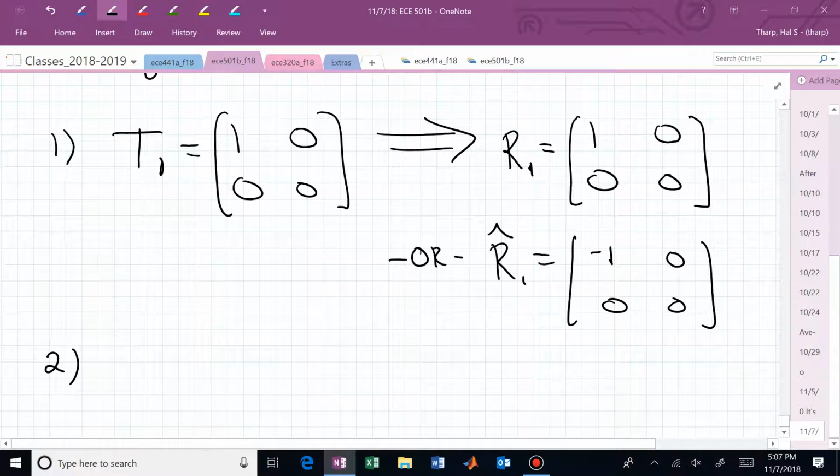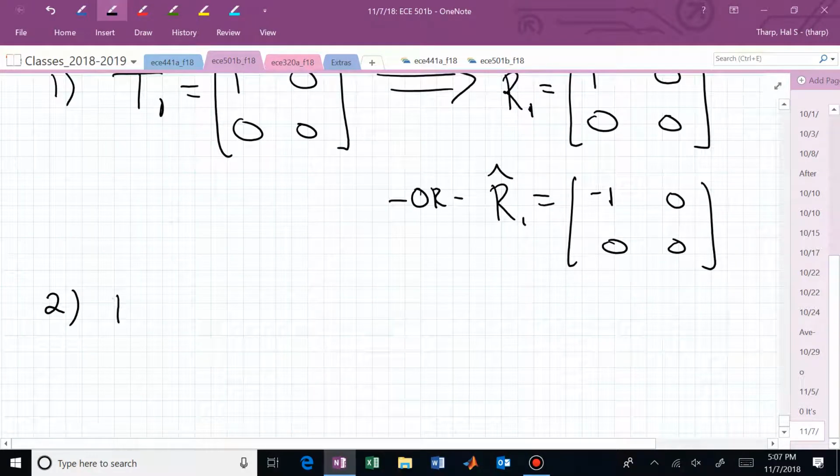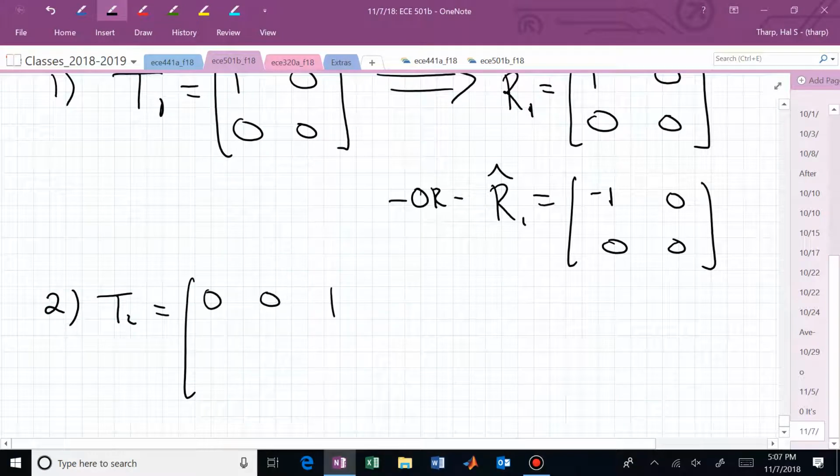2. T sub 2 is now 0, 0, 1, 0, 0, 0, 0, 0, 0.